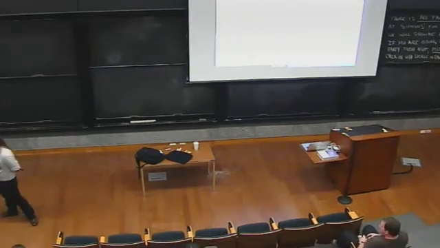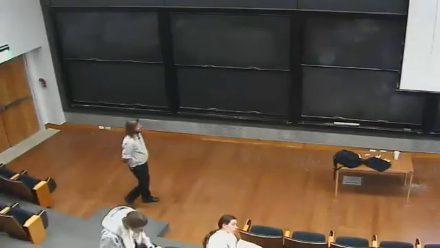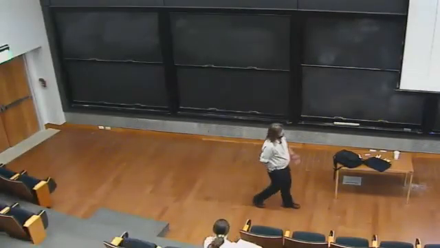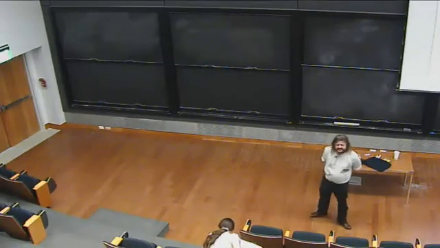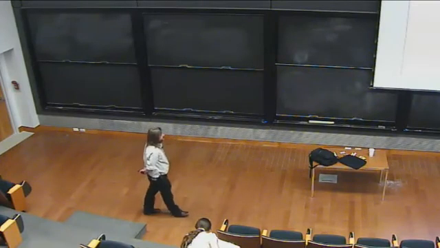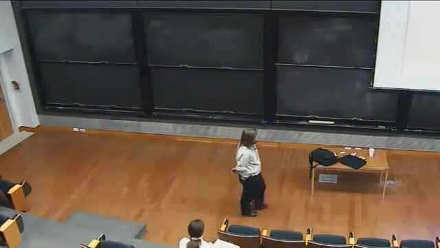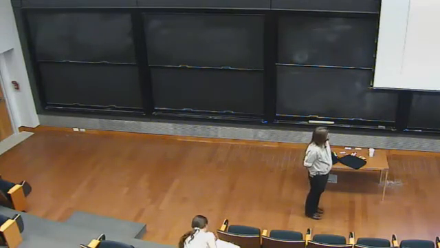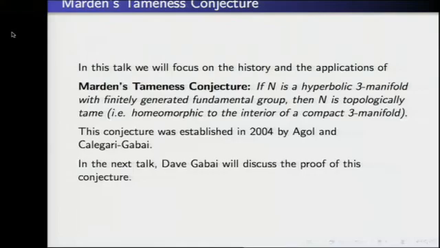Today I'm going to be the setup man for Dave Gabai, who's going to be talking about his proof of the tameness conjecture. Just to remind you, we talked briefly about the tameness conjecture during yesterday's talk, but it predicts that if you have a hyperbolic three-manifold and its fundamental group is finitely generated, then it should be topologically tame, which means it should be obtained just from a compact three-manifold by throwing the boundary away. This is how we at least first think that an open three-manifold might arise. It's not true in general that all open three-manifolds are like this, though.